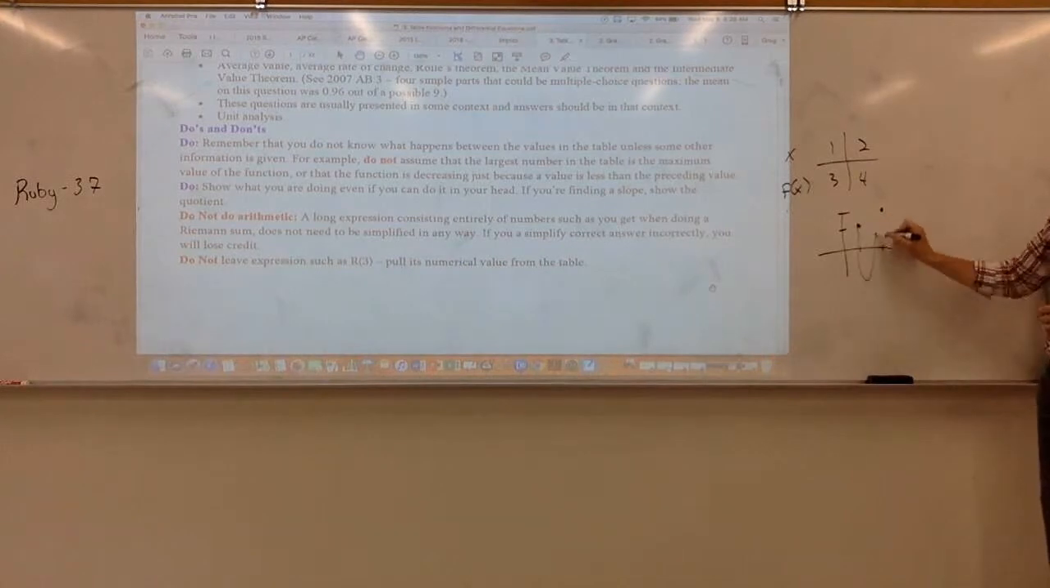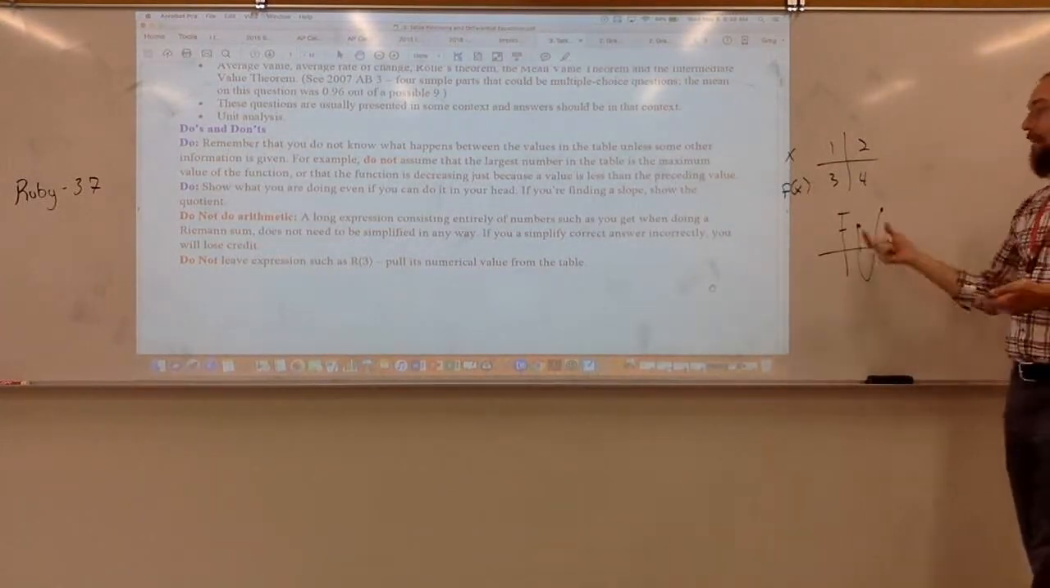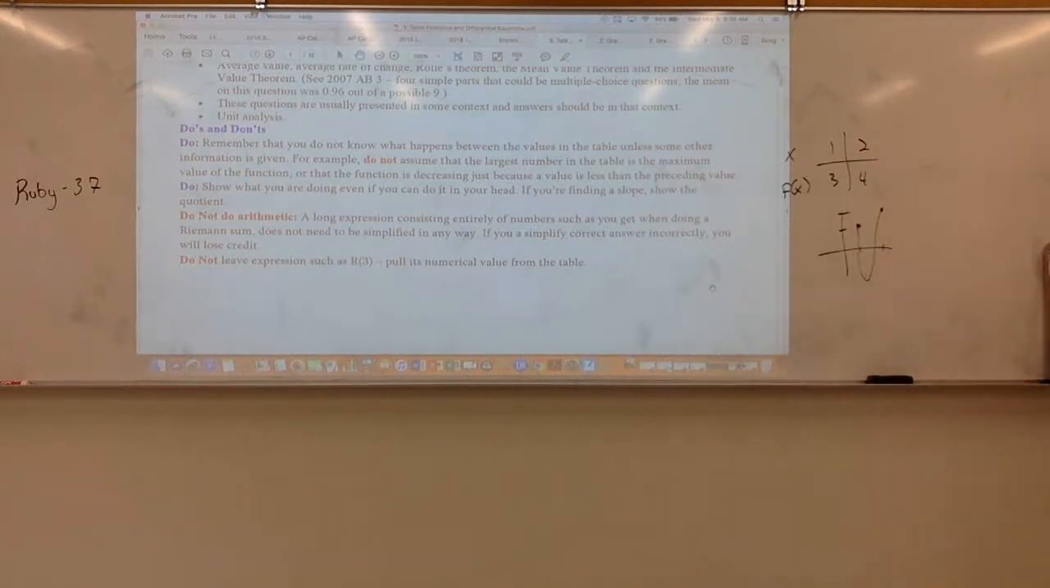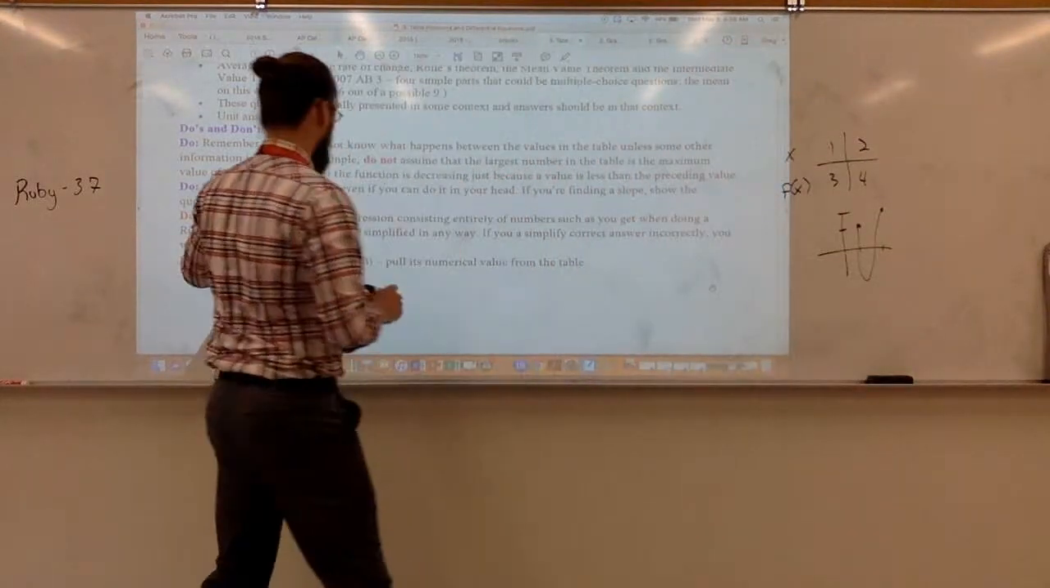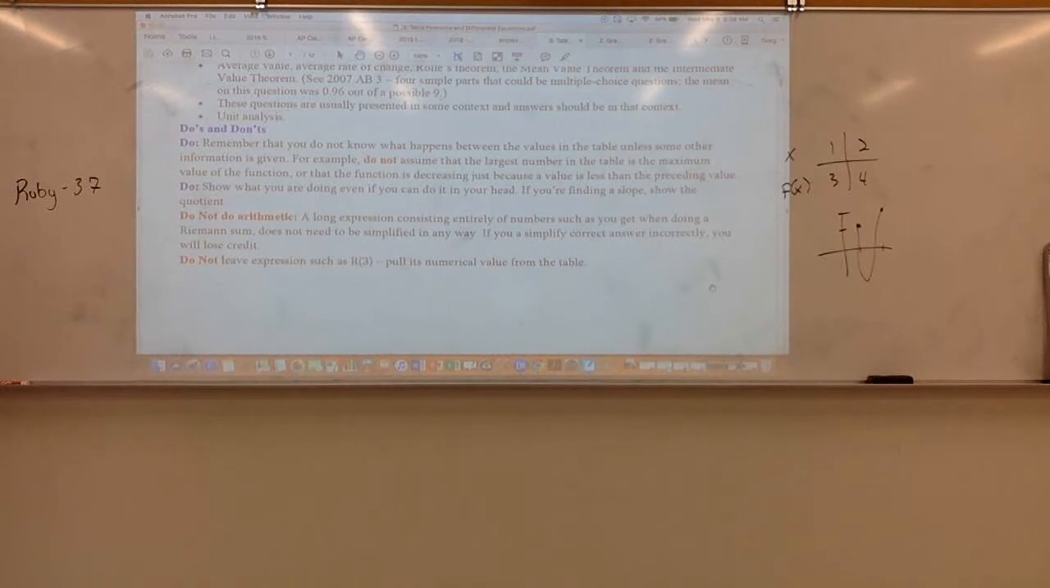I mean, the graph could do something like this, right? We don't know what happens. So we can't assume. That's one of the big things that we have to remember when we're looking at a table problem. Another do is make sure that you show your work.